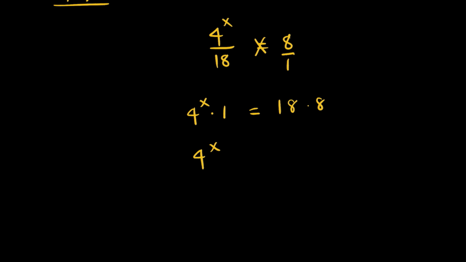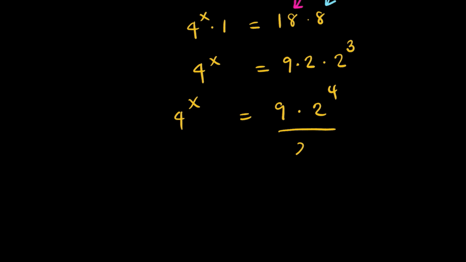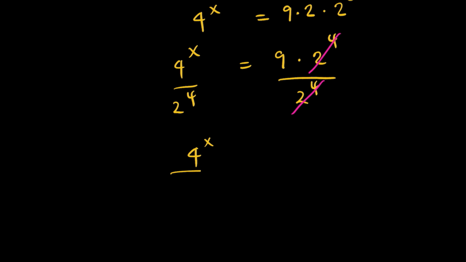4 raised to power x is equal to 18, which we can write as 9 times 2, and 8 here we can write as 2 raised to power 3. So that together 4 raised to power x is equal to 9 times 2 raised to power 4. Let us divide both sides by 2 raised to power 4. Then 2 raised to power 4 cancels 2 raised to power 4 here. So we have 4 raised to power x divided by 2 raised to power 4 is equal to 9.